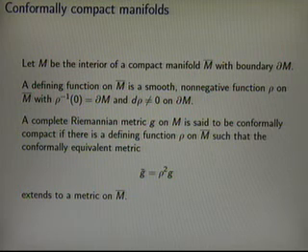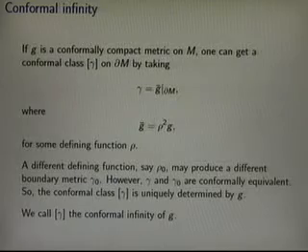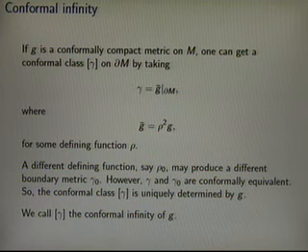We say that a complete Riemannian metric g on M is conformally compact if there is a defining function rho on M bar such that the metric g bar equals rho squared g extends to the boundary. We're going to see an example in a minute. What is the conformal infinity? The conformal infinity is the conformal class of the restriction of the metric g bar to the boundary.